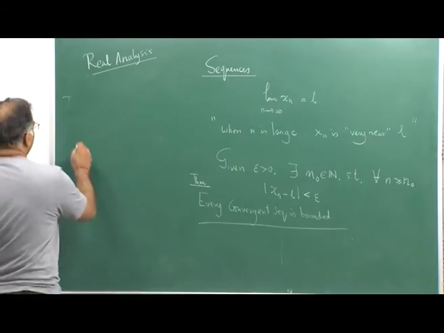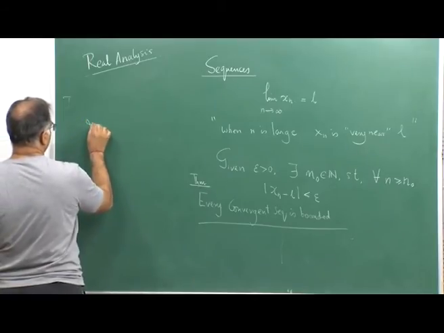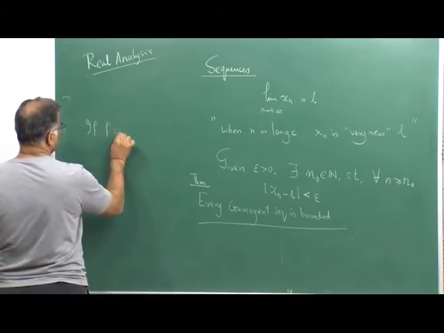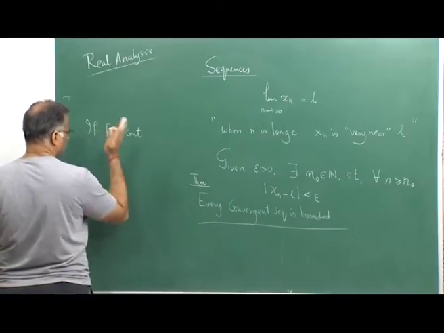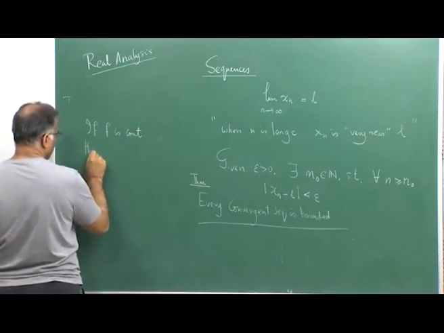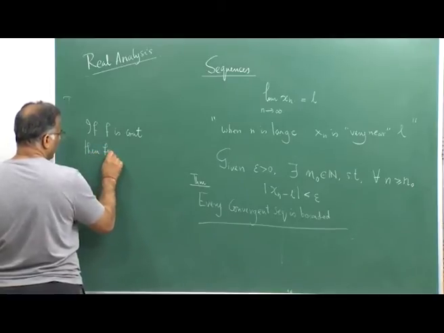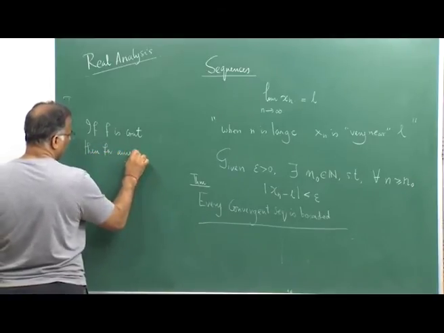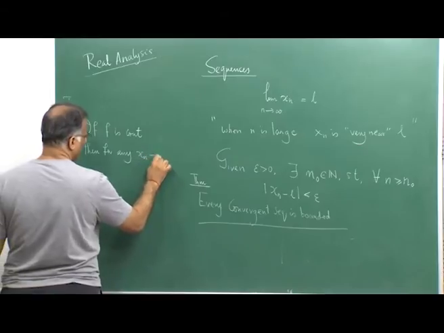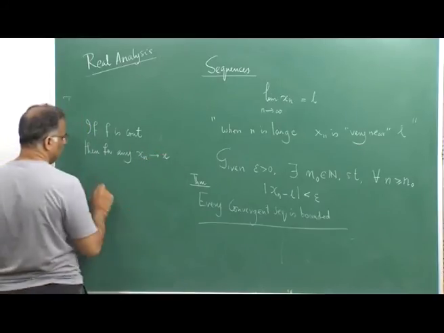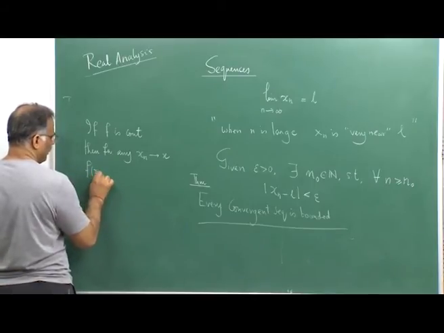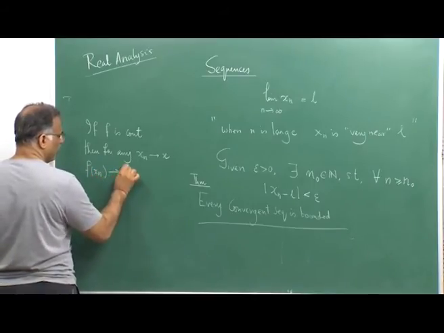So, if f is continuous, say from R^n to R, just do not bother about the details, then for any x_n going to x, f(x_n) must go to f(x).